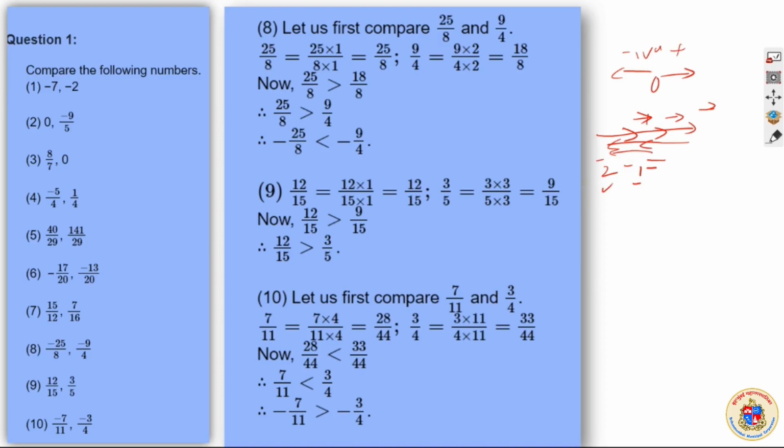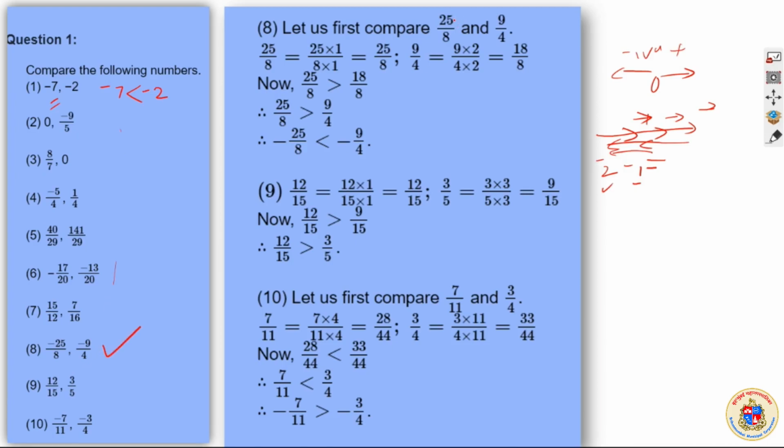This you should remember. So the first question is, both are negative numbers, and -7 will be naturally smaller than -2. इतना बोल के मैं सीधा 8th क्वेश्चन में जा रहा हूँ.